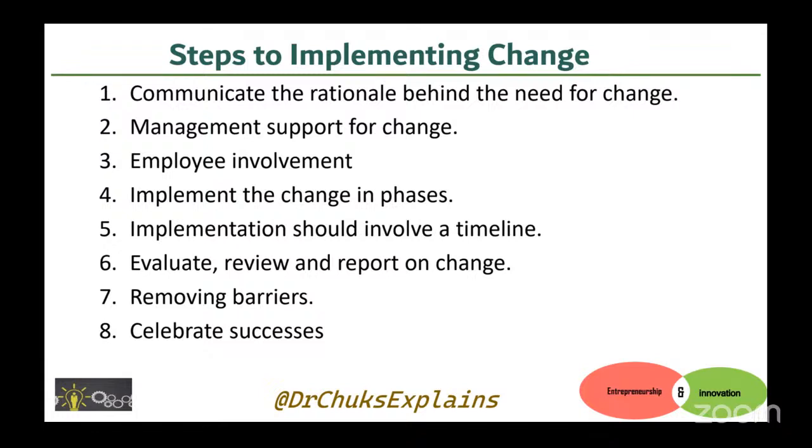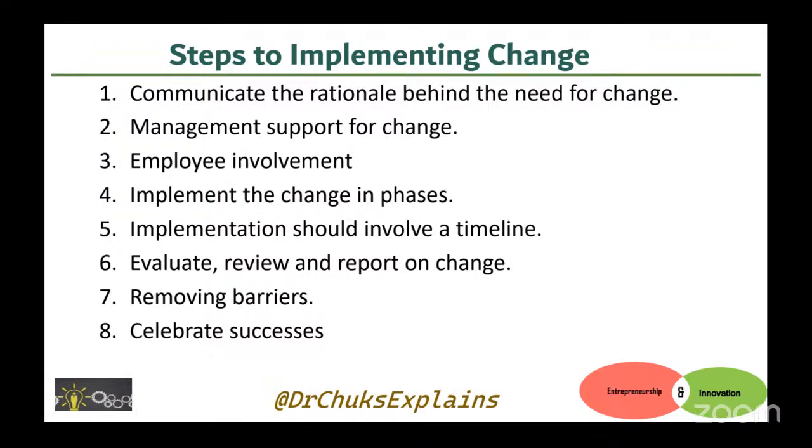Number 5, implementation should involve a timeline. You can say the implementation should be first 2 weeks, the next step in the next 2 months, the next one in the next 6 months, and then the final one in the next 1 year. So you phase it out. You give it timelines for implementation.